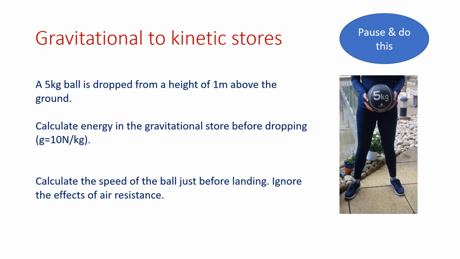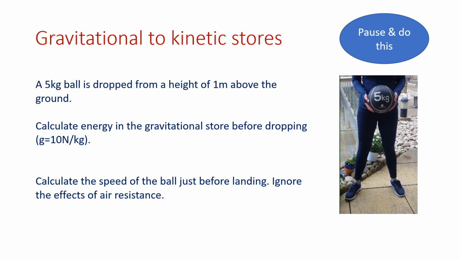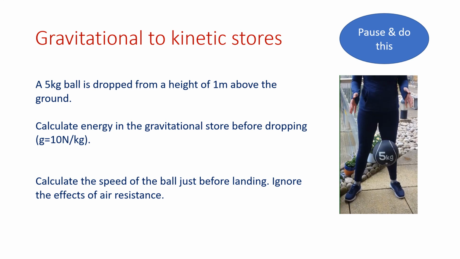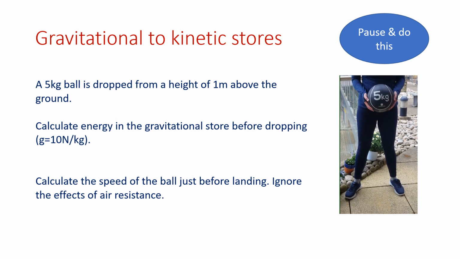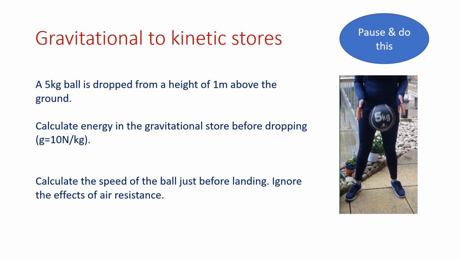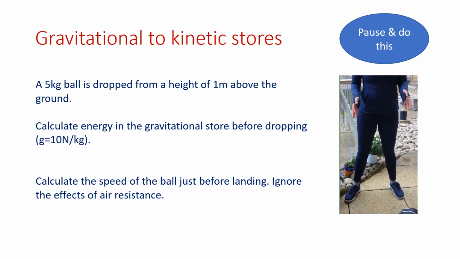So we're now going to look at an example of gravitational to kinetic store transfer. A 5 kilogram ball is dropped from a height of 1 meter above the ground. Calculate the energy in the gravitational store before dropping. g equals 10 newtons per kilogram. And calculate the speed of the ball just before landing. Ignore the effects of air resistance. So if you could pause the video and have a go at that.